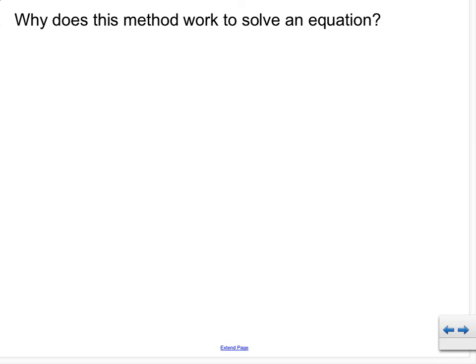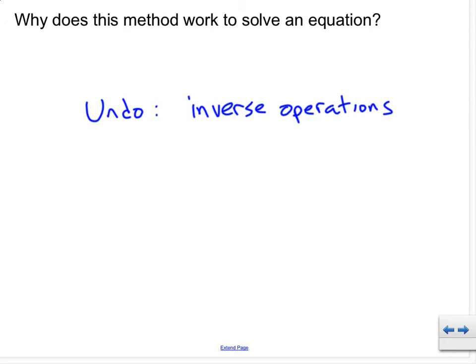So let's think about why this method works. Do you know what the math term is for undoing? When you think undo, think inverse operations. And it's not just the inverse of the addition or the subtraction. It's the inverse of the order of operations as well. It's not just, well, I got to add. You have to work in the correct order as well. So understanding the number trick will help you to solve the equations. Let me show you what I mean.